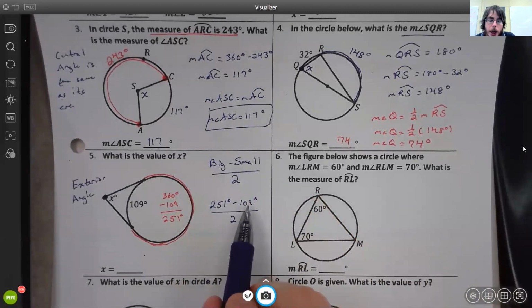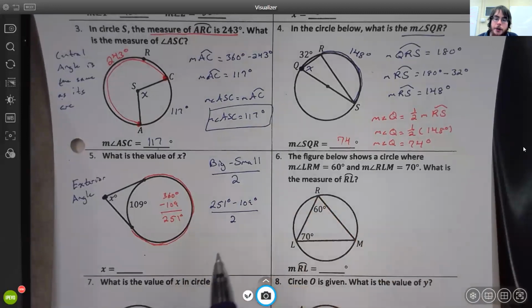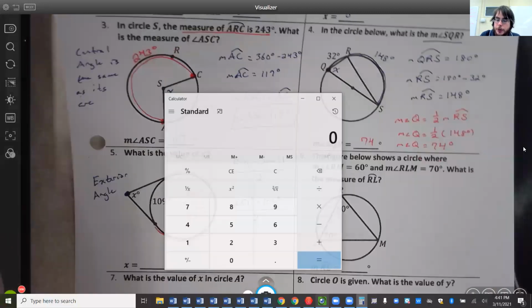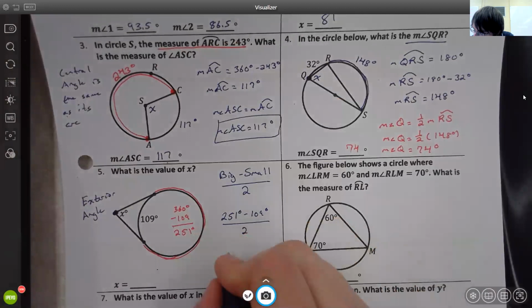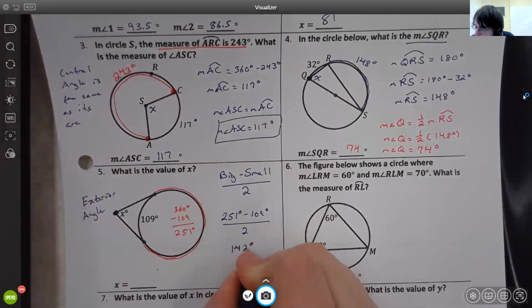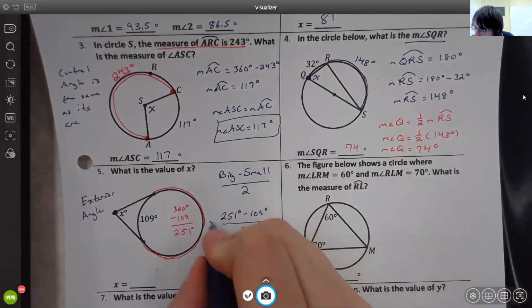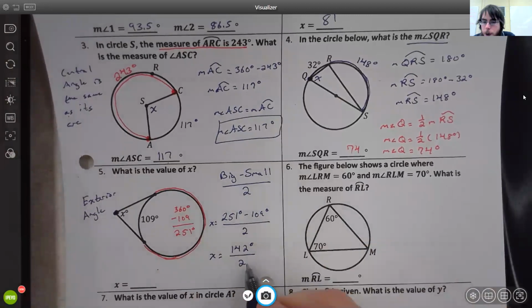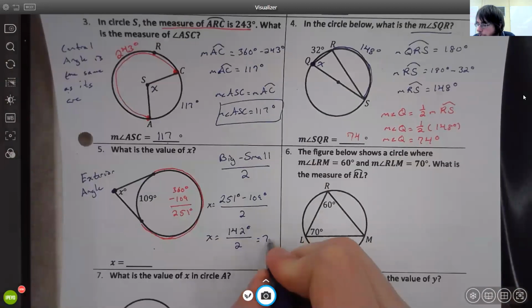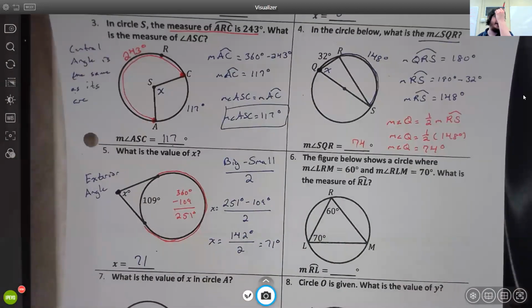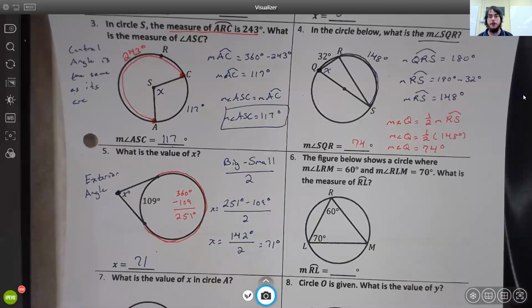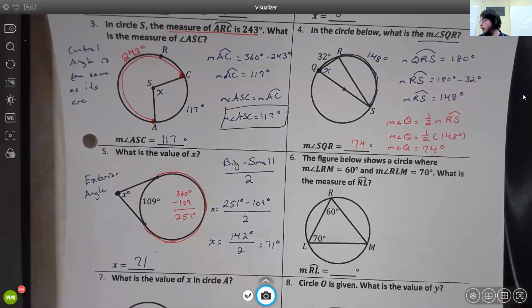251 minus 109 gives you, let me make sure I'm doing this right. 251 minus 109 gives you 142. And then divided by 2, 142 divided by 2 gives you 71 degrees. So the value of x is equal to 71. All right.